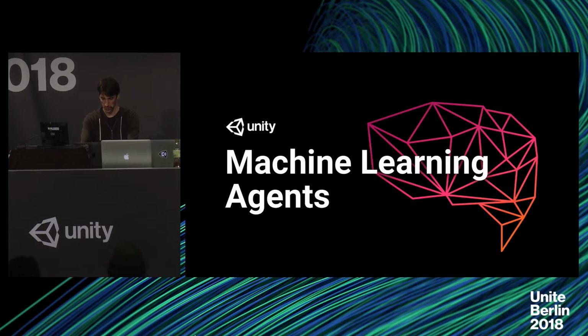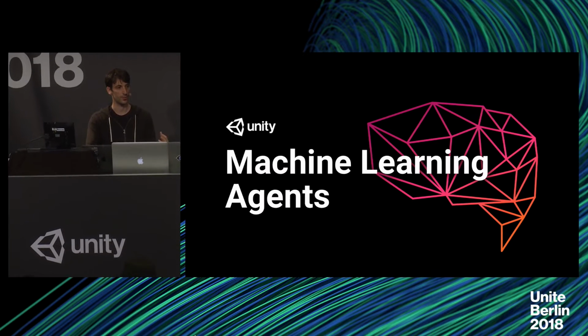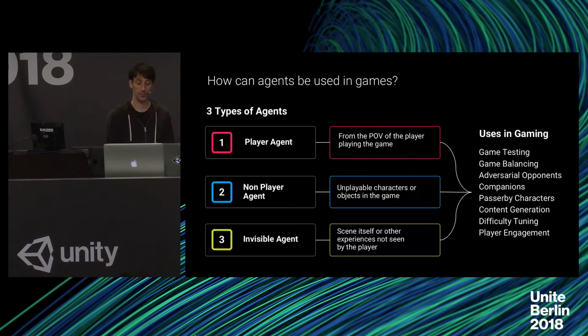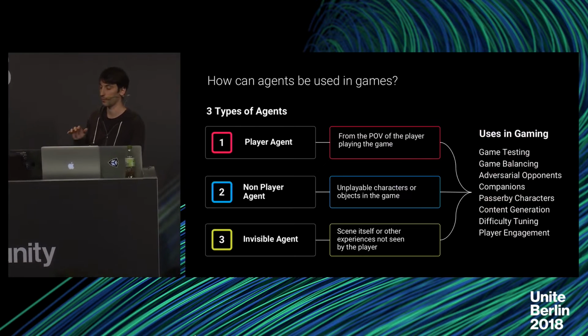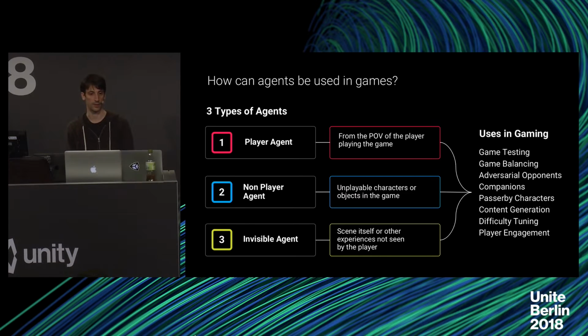For those of you who were not at the presentation this morning, let's go very quickly over what agents are and what they can do. Agents are the things that you put in your game that use observations in their environment to take actions. They're actors in the environment. You can use agents for multiple things. We have examples of agents that play as the player, from the point of view of the player, that you can use to test your game, to have the agent try to play your game and solve it. You can have NPCs, non-player agents that can oppose the player or play along with him.